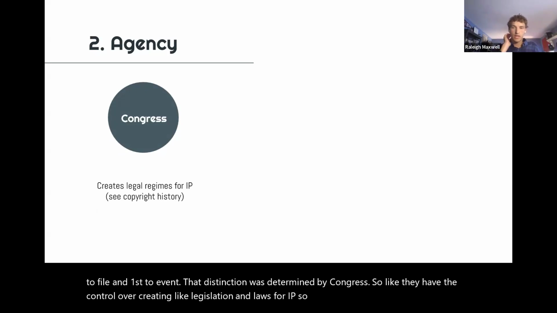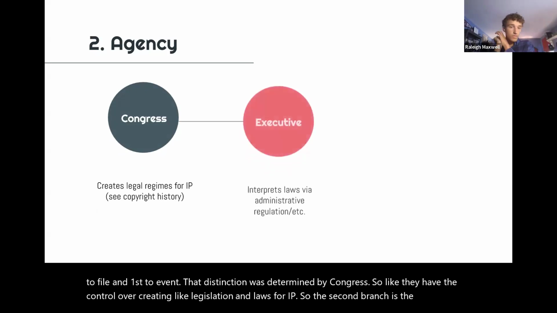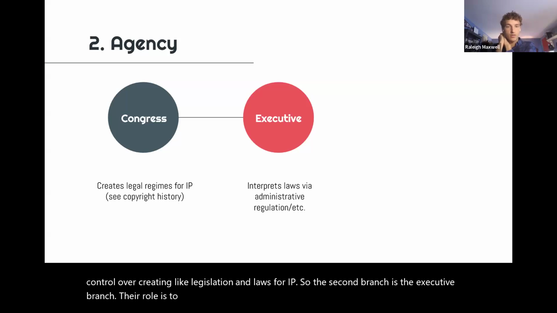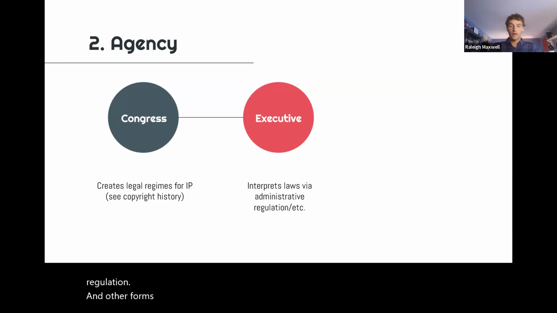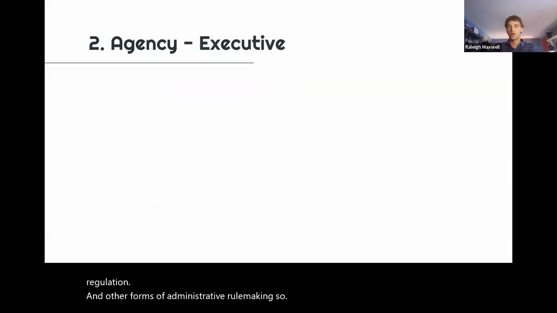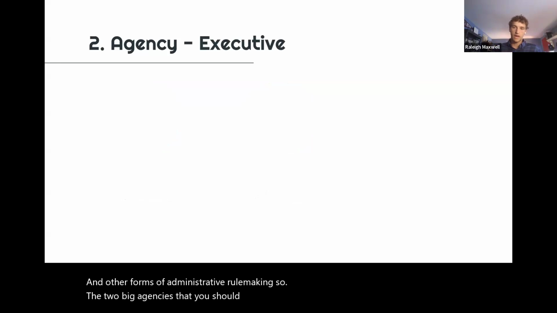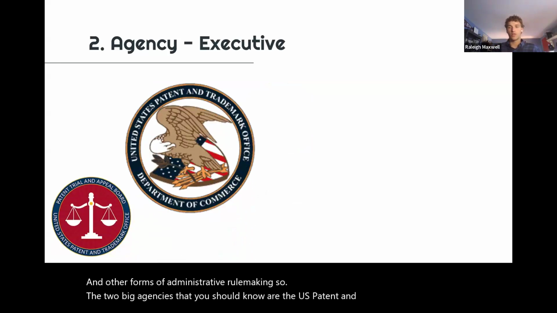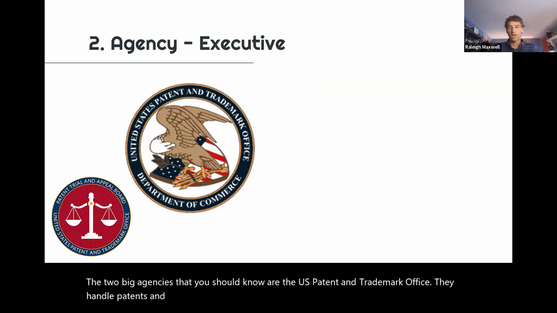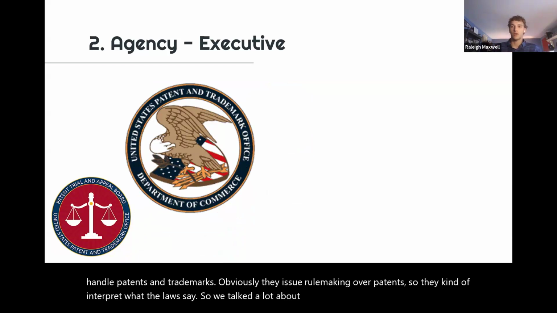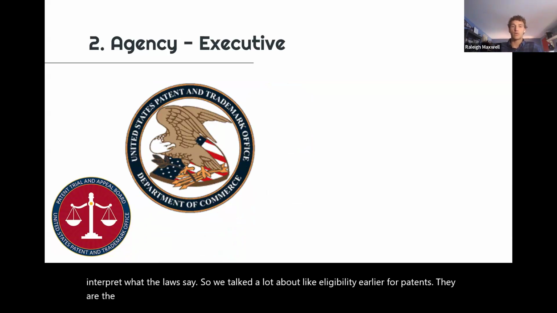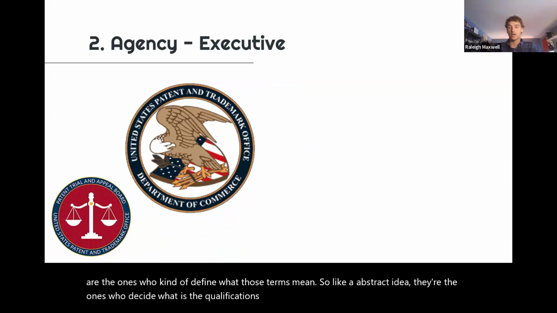The second branch is the executive branch. Their role is to interpret those laws that Congress creates via administrative regulation and other forms of administrative rulemaking. The two big agencies you should know are the U.S. Patent and Trademark Office. They handle patents and trademarks, obviously. They issue rulemaking over patents, so they interpret what the laws say. We talked a lot about eligibility earlier for patents. They're the ones who define what those terms mean. For an abstract idea, they decide what the qualifications are.